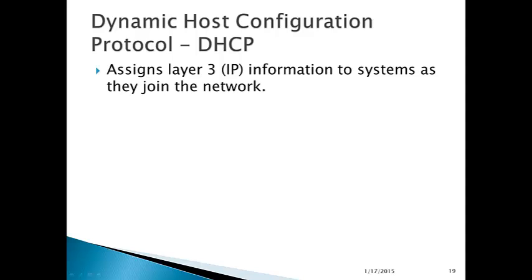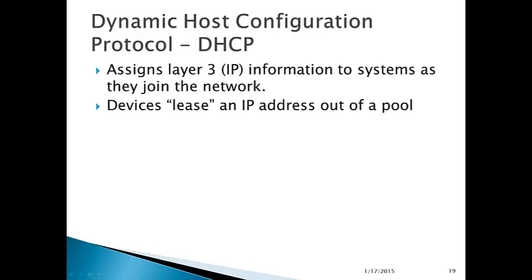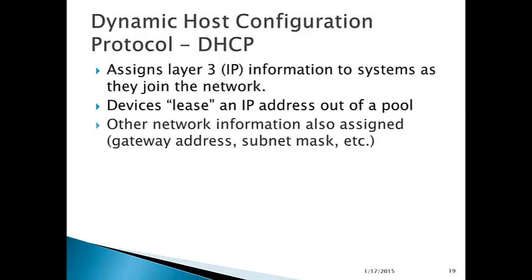So, you plug your laptop into a network at some visiting location, and they give you this stuff because, hey, you're a visitor. We want to make your life comfortable and tell you everything you need to know to use our network. Devices basically lease an IP address out of a pool. That lease can be very short or very long. Other network information is also assigned, like the gateway, the router to get to the outside world, the subnet mask, what network am I on, and how many bits in my address are in a network versus how many bits are in the host name.